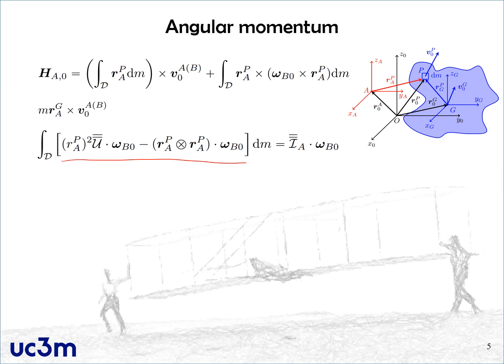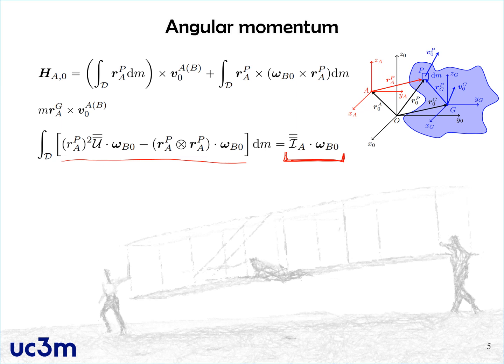And here you can identify the definition of the tensor of inertia of the rigid body about point A. That is basically what this long integral means. It's just the product of the angular velocity vector, which is a constant inside of the integral and you can take it out of the integral, times the tensor of inertia of the rigid body.